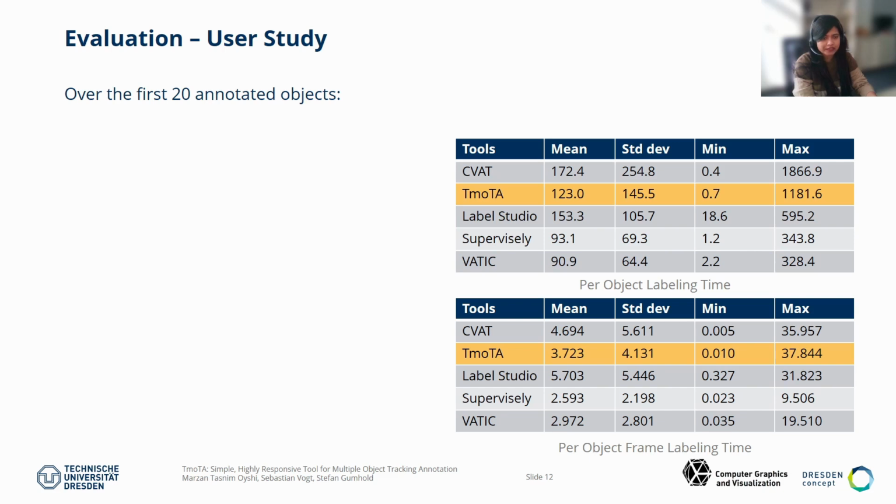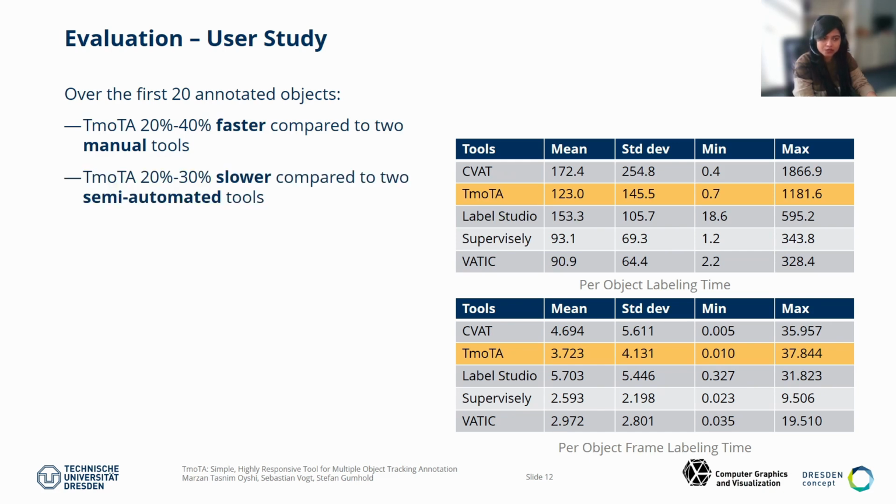Analyzing the user study results, we can say that TmoTA is 20 to 40% faster compared to the manual annotation tools, and semi-automated tools are 20 to 30% faster compared to ours over the first 20 annotated objects. But we do have an advantage in the learning curve.